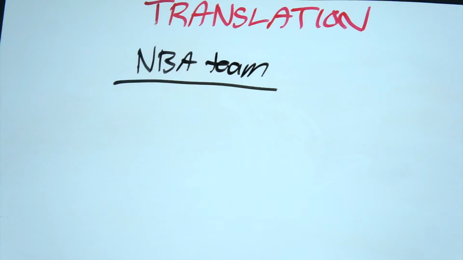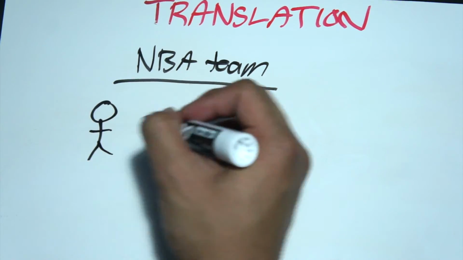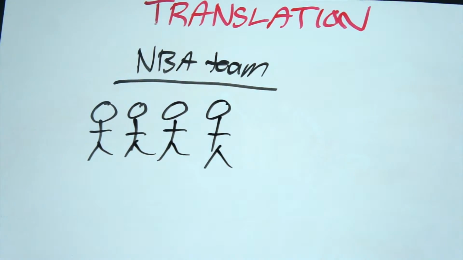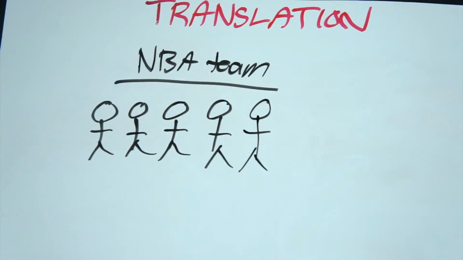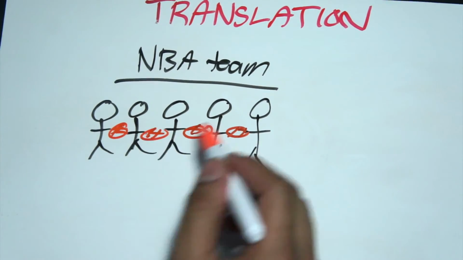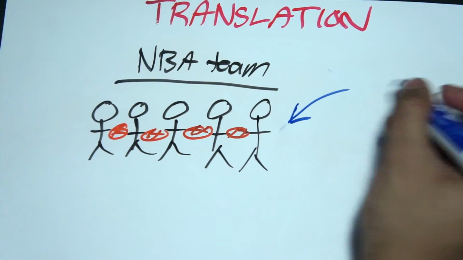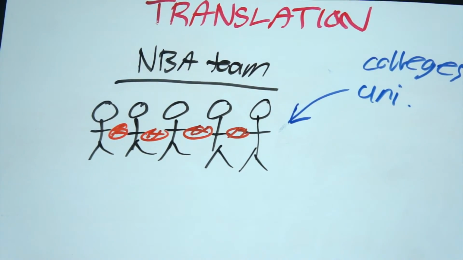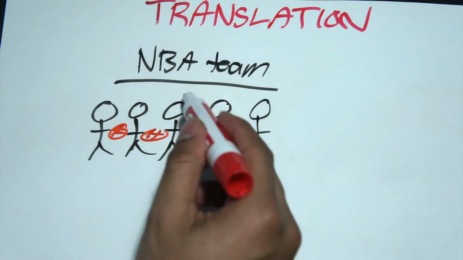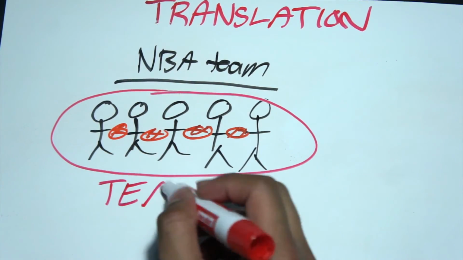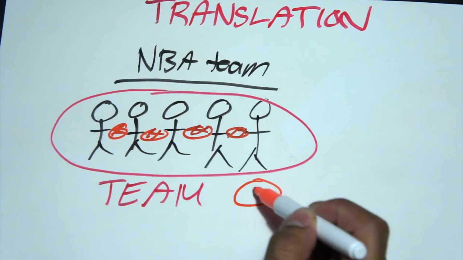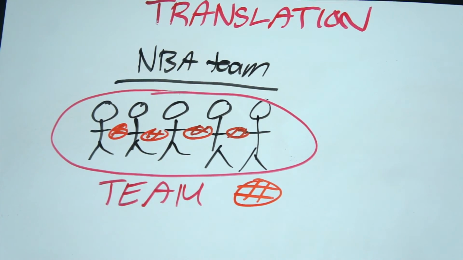And then the NBA team is all the polypeptide, all the players come together and they're like a polypeptide chain, and then they make an NBA team. So this whole thing is your NBA team or your pro team. This is translation, transcription, and replication analogy.